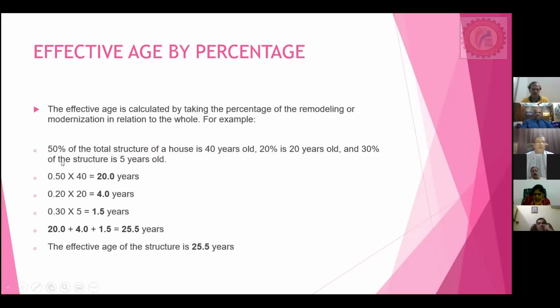So in terms of percentage, now take this example: 50% of the total structure of the house is 40 years old. Next, 20% is 20 years old. I have clubbed the different things because two or three things are combined in the same building. So 50% is 40 years old, 20% is 20 years old, and 30% of the structure is 5 years old. Now I am calculating the effective age by the percentage method.